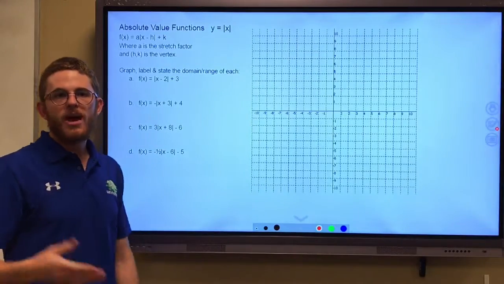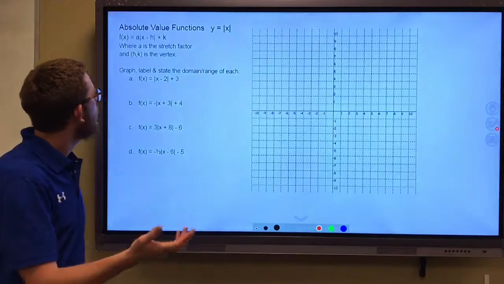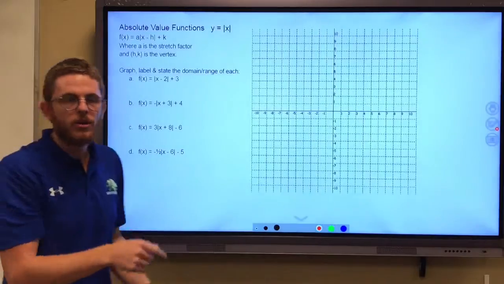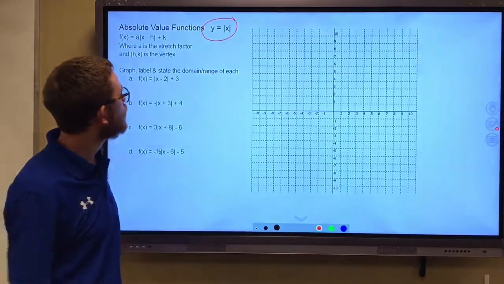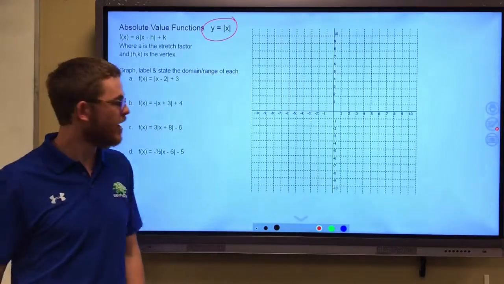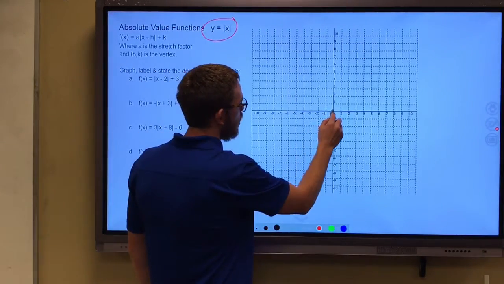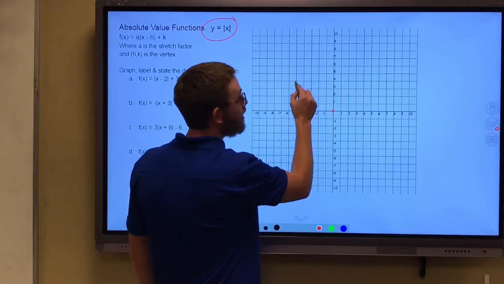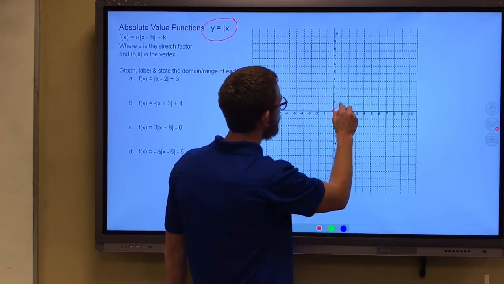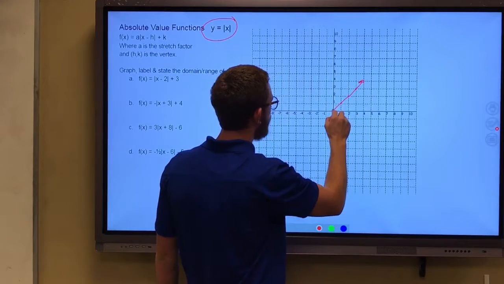All right, today we're going to look at some absolute value functions. Notice, first of all, I want to look at our parent function for all of these absolute value functions. Y equals the absolute value of x. This is going to be our parent function right here. So we kind of get an idea of what all of these absolute value functions are actually going to look like.